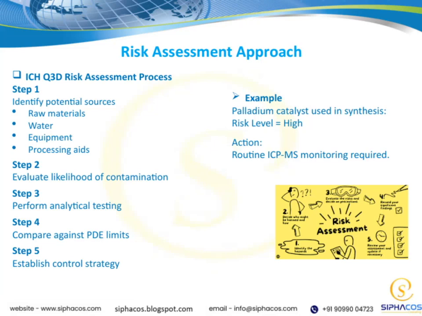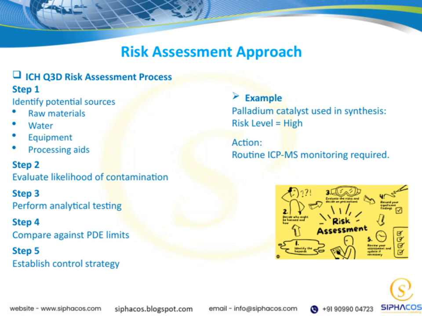Let's walk through a practical example using a palladium catalyst in synthesis, which carries a high risk level. Because of this, routine monitoring with ICP is essential. The risk assessment follows the ICH Q3D process. First, we identify potential contamination sources, raw materials, water, equipment, and processing aids. Next, we evaluate how likely contamination is. Then, we perform analytical testing, compare results against permitted daily exposure limits, and finally, establish a control strategy to keep everything safe and compliant.